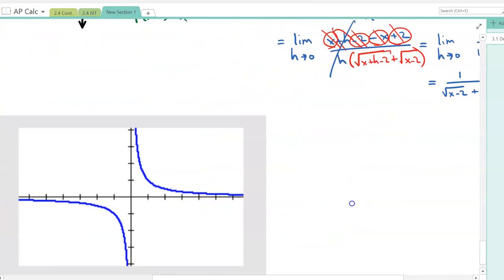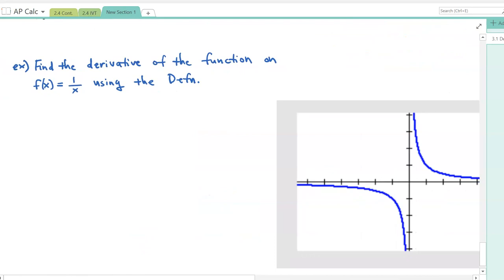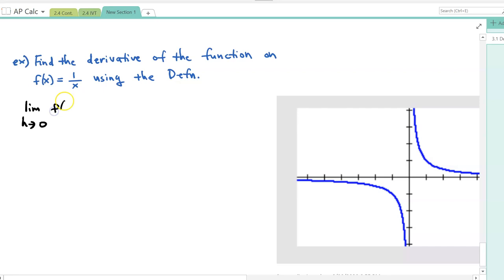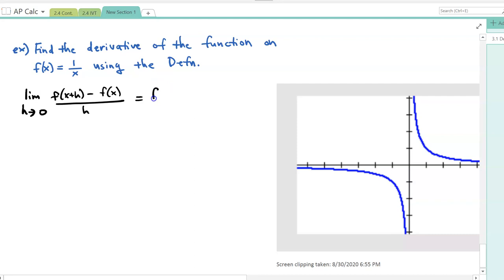So we have our last example now. Find the derivative of the function f of x equals 1 over x using the definition. So go ahead and write this down. If we're going to find the derivative of this using that limiting process, we have to know how to write that, right? So h approaches what number? 0. And we have f of x plus h on top, minus f of x all over h. And that is going to give us the derivative, f prime of x. So we know what f of x is. That's given to us. We have to figure out what f of x plus h is. So wherever you see an x, plug in an x plus h.